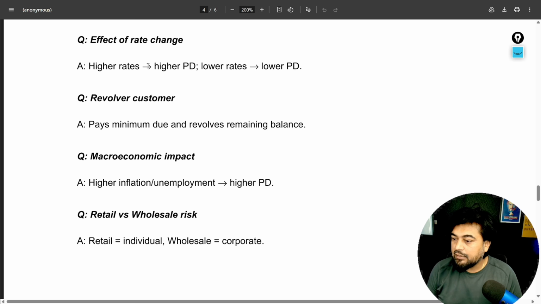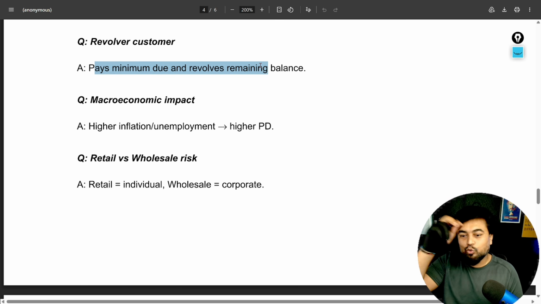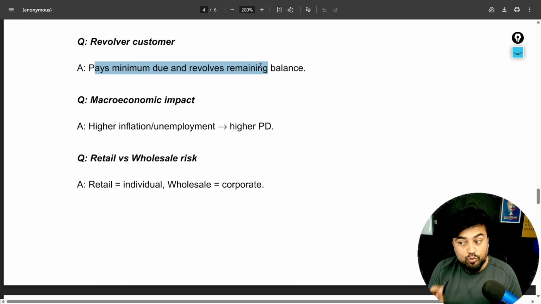Okay. What are the effects of rate changes? So the higher the rate, the higher the probability of default. Okay. The lower the rate, the lower the probability of default. Revolver customers pay the minimum due and keep on revolving through that cycle, always paying the minimum balance and then paying some additional amount to the bank as late fees and all that. So that's a revolving customer. Those are the most beneficial customers for the bank.